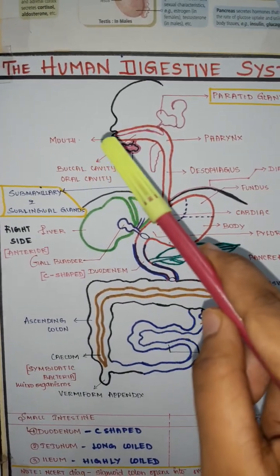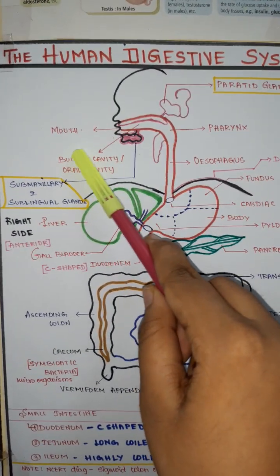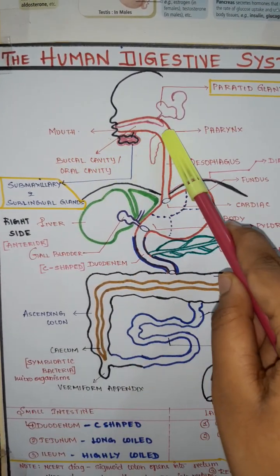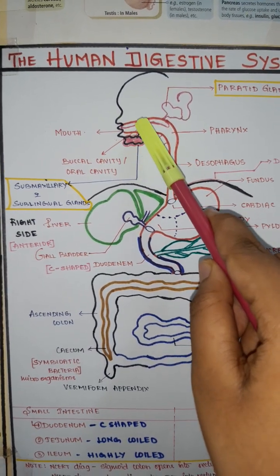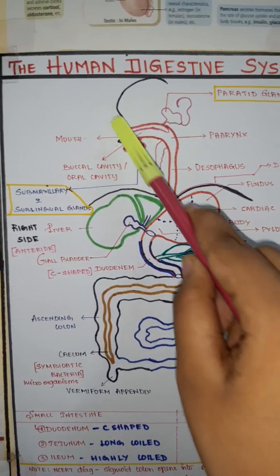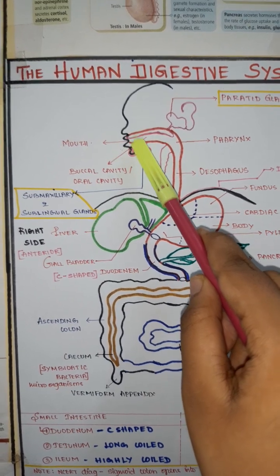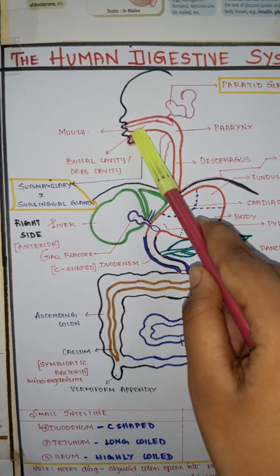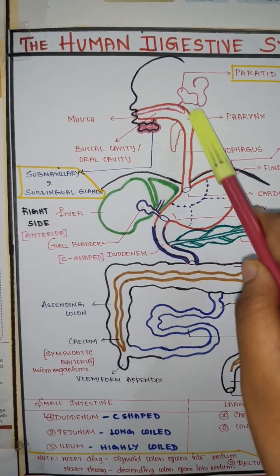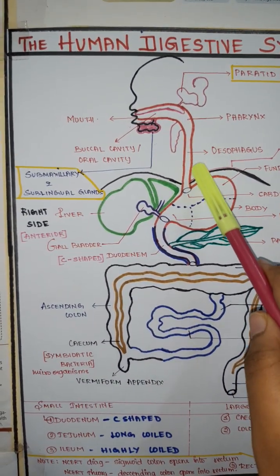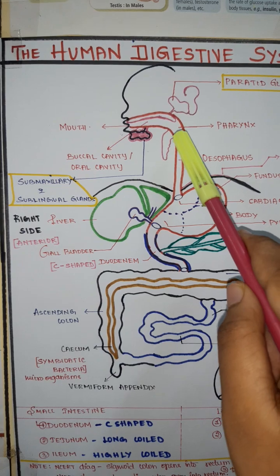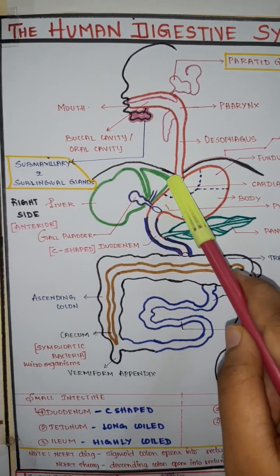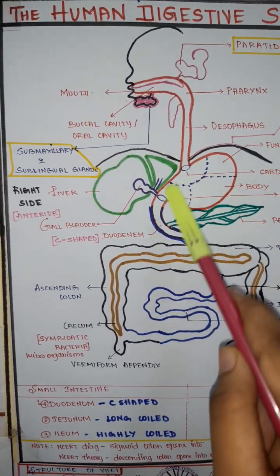So the human digestive system starts with the mouth and follows through the buccal cavity or oral cavity, where our teeth and tongue are present. From there it passes through the pharynx, and the pharynx leads to the esophagus, and the esophagus is the one which leads to the stomach region.